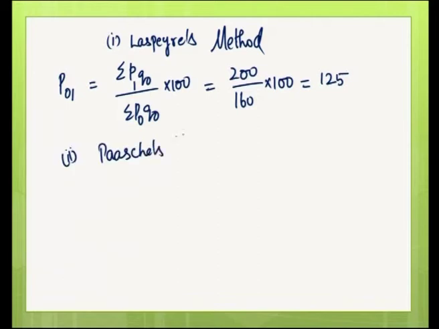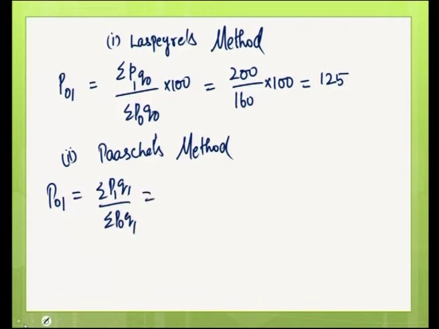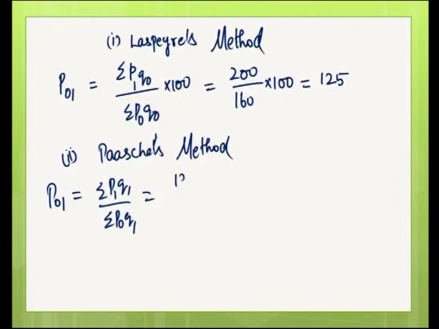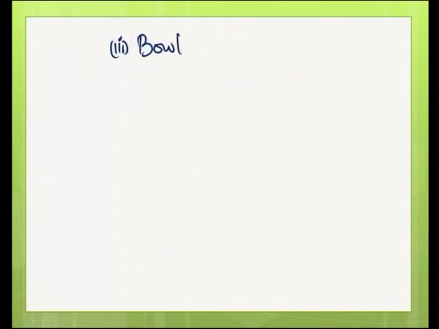Okay. Then second method we have to use is Paasche's method, and the price index number is summation P1 Q1 by summation P naught Q1. Just look at the value. Summation P1 Q1 is 130 and summation P naught Q1 is 103. So, 130 divided by 103 into 100 is equal to, just calculate it, it is 126.21.